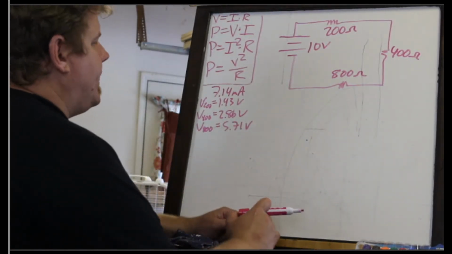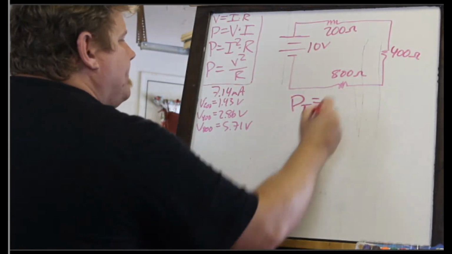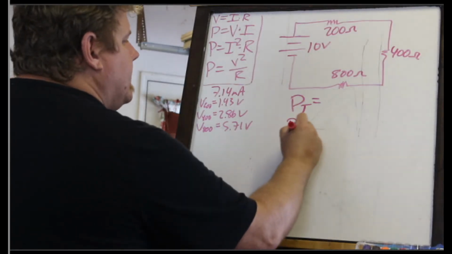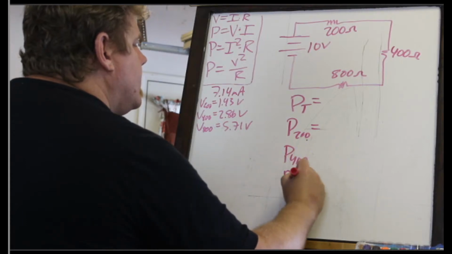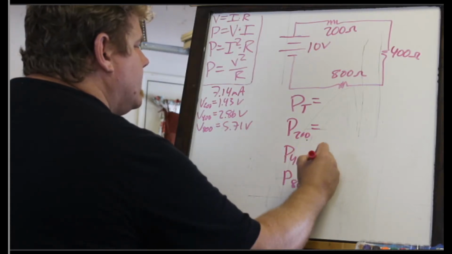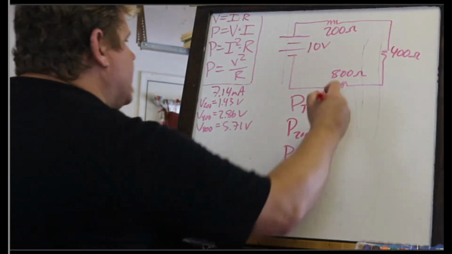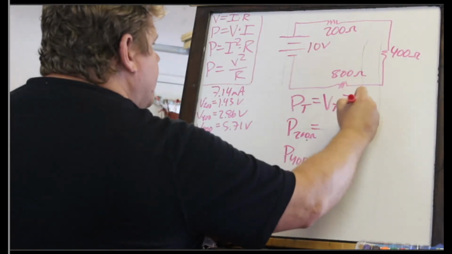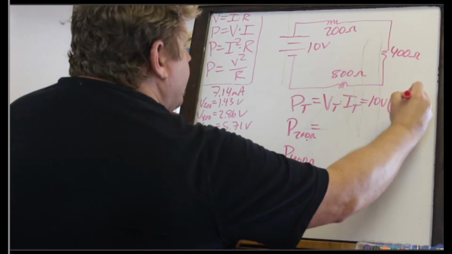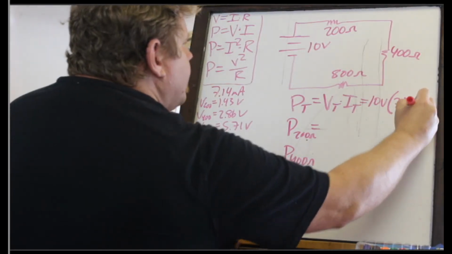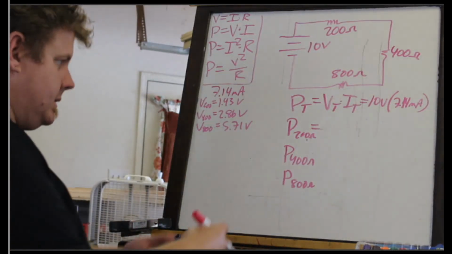All right, I'm going to do two things. I'm going to calculate the total power, and then I'm going to calculate each individual power: the power of the 200, the power of the 400, and the power of the 800 ohm. Okay. So for the total power, it's always the voltage total times the current total. And so I've got 10 volts times 7.14 milliamps. Okay, so figure out what that is.